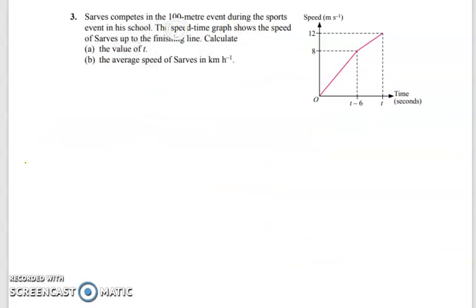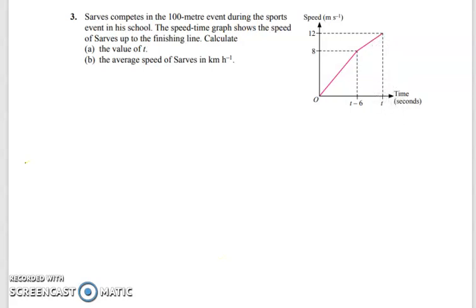Sarvez competes in the 100-meter event during the sports event in his school. The speed time graph shows the speed of Sarvez up to the finishing line. Calculate the value of t and the average speed of Sarvez in kilometer per hour. So initially, the speed here is in meter per second and the time is in second. Alright, so you are given the time taken by Sarvez to compete in a 100-meter event, which is t second.